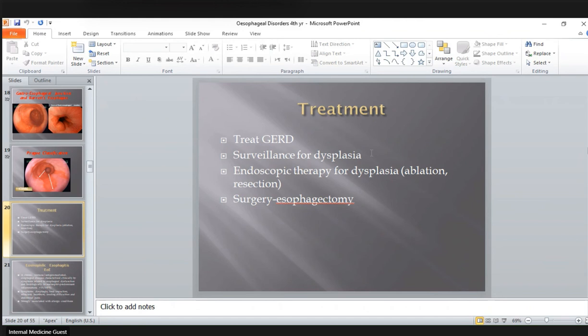If we find any dysplasia, then we probably need to do endoscopic therapy for dysplasia, like endoscopic mucosal resection or ablation with photodynamic therapy and other modalities. On rare occasions, we might need surgical esophagectomy, but this is not the common practice at this moment. So mainly endoscopic treatments for dysplasia.